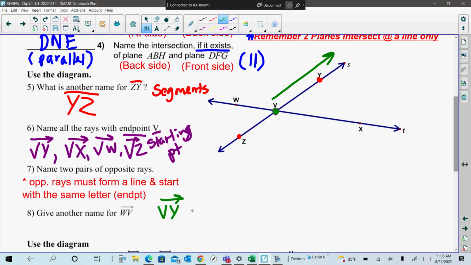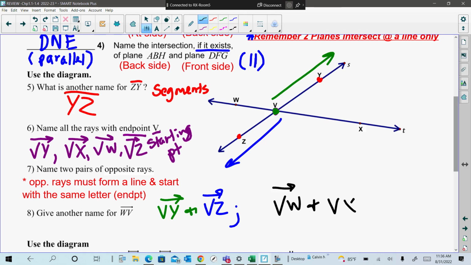The opposite to VY would be VZ, because they would make that line S. So VY and VZ are opposite. Y'all see the other pair of opposite rays? Yeah, VW and VX. Make sure when you're doing this tomorrow, you have to pick the pair that starts with the same letter. Okay, and they have to form a line.